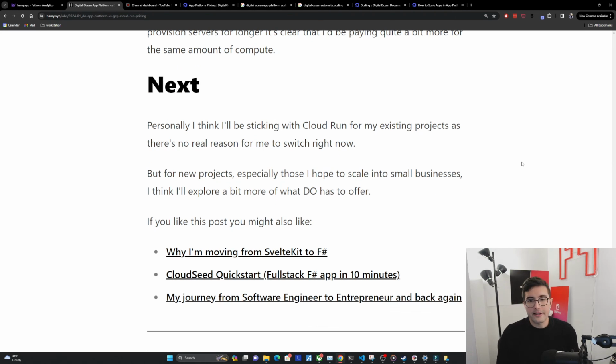Personally, I think I'll be sticking with Cloud Run for my existing projects as there's no real reason for me to switch right now. And switching has a lot of overhead. It's a lot of work. So before you do a refactor, you should probably understand, do I need this? And for me right now, no, it's working fine. For this stuff, I pay less than $1 a month, which is worth it.